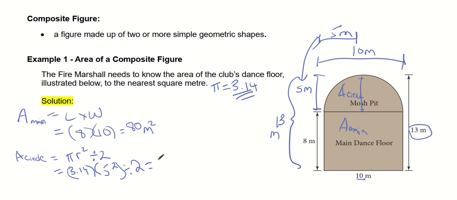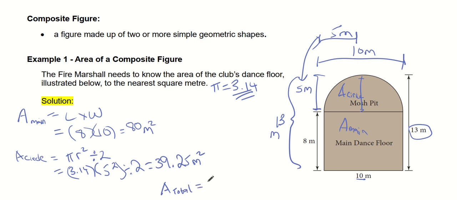Let's drop that into the calculator and see what we get. 3.14 times 5 squared, and then divide by 2. And we get a number of 39.25 meters squared. So for the total area, I'm going to write down area here, and then I'm going to say total.